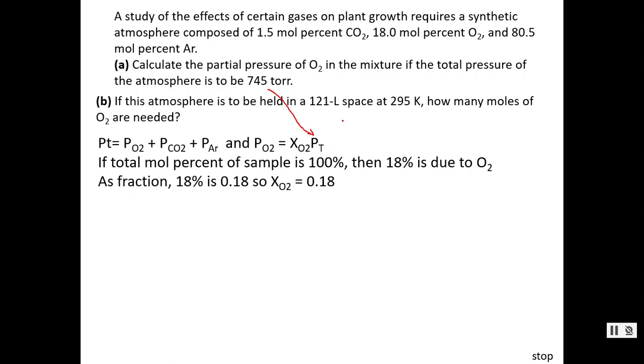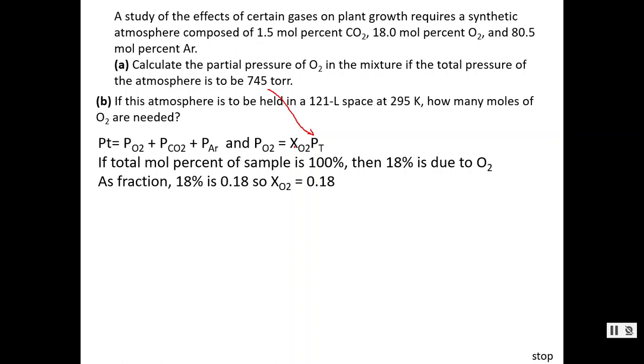I didn't give you the mole fraction, but I did give you a percent. So we can think about that percent as like a fraction. If we think of a sample, this sample is 100%. My total mole percent is 100. Then 18 moles of it, or 18%, is due to oxygen. So I can take my mole percents and put them as a decimal and use that as my mole fraction. So the mole fraction of oxygen in this atmosphere is 0.18.